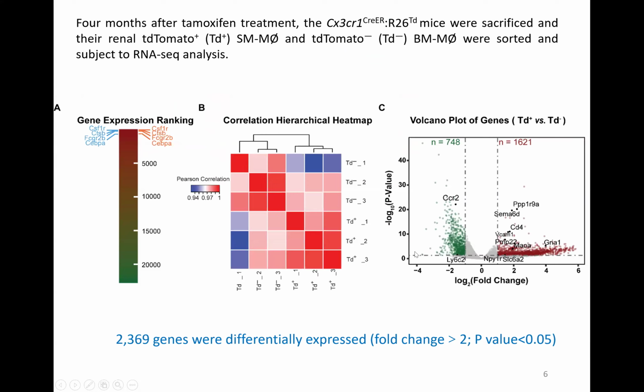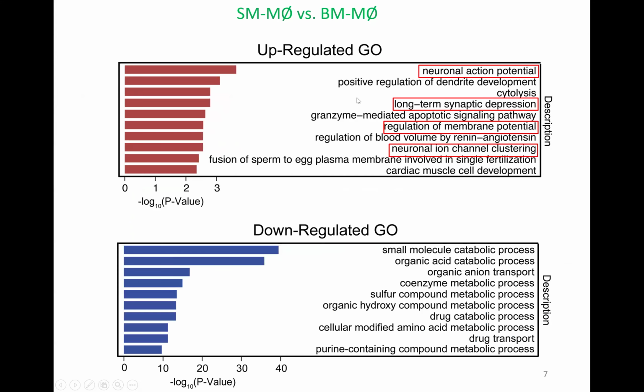Next, we analyzed the difference in transcriptomes of the kidney macrophages of different ontogeny. All samples highly express macrophage signature genes. There were over 2,000 genes differentially expressed between the two subpopulations. Surprisingly, many genes related to the nervous system were upregulated in the self-maintaining macrophage, while the downregulated genes are associated with metabolism and material transporting.